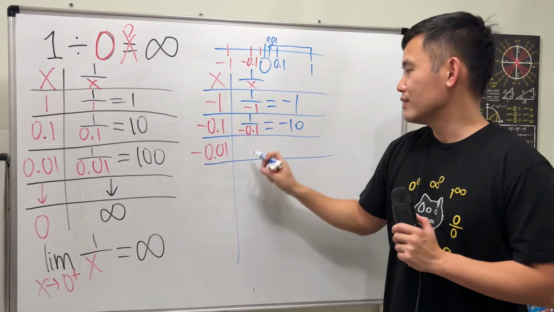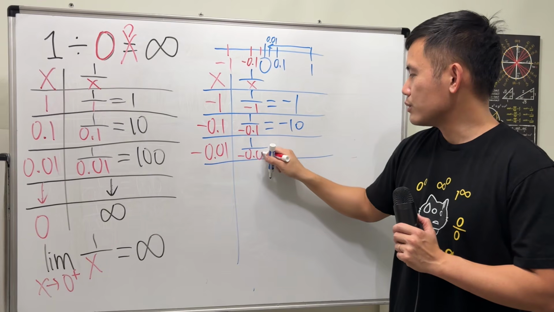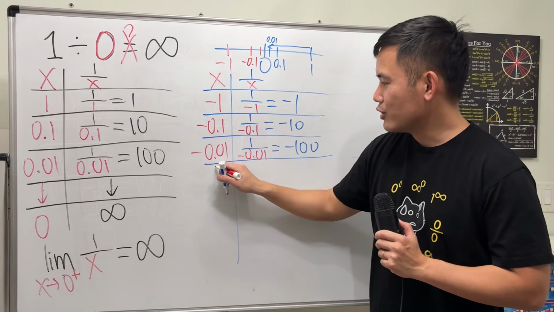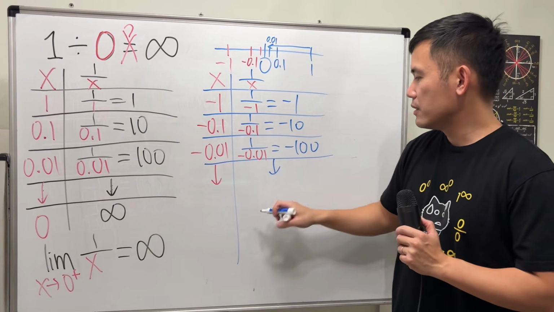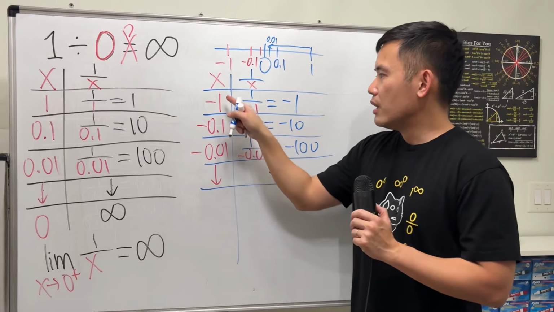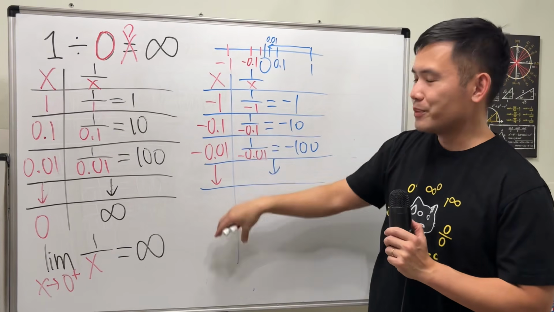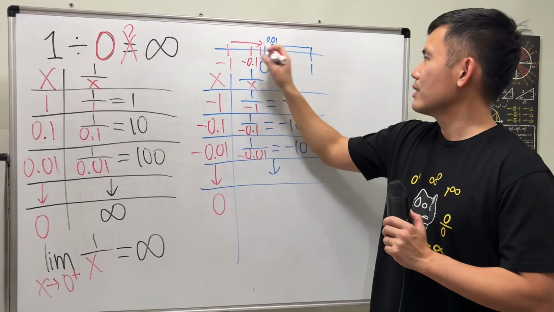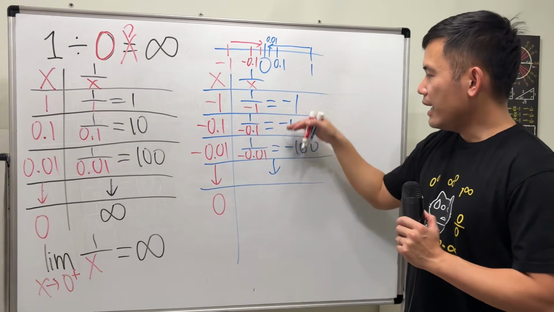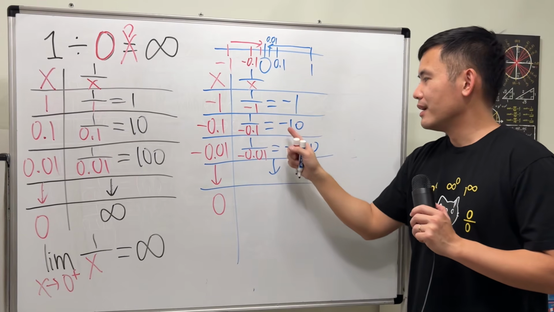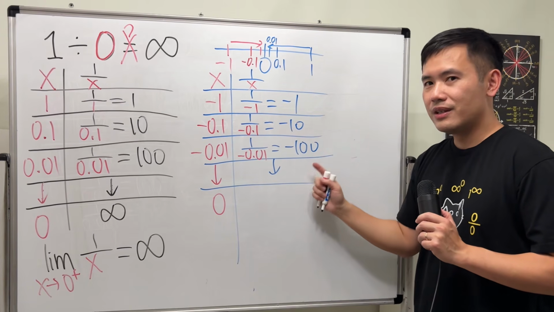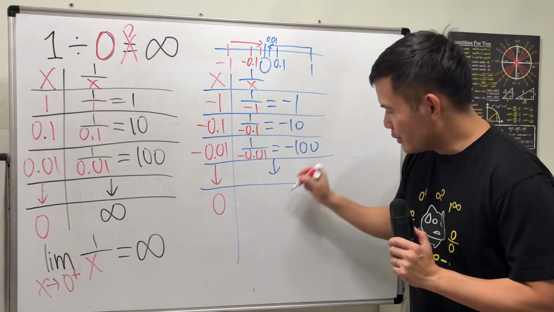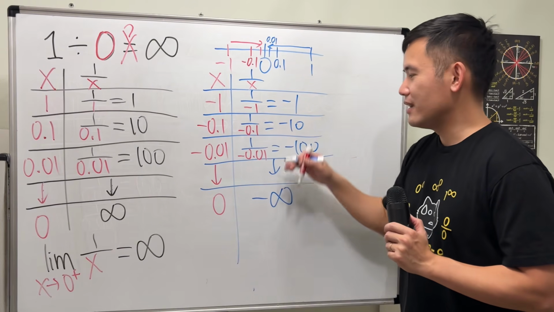0.01, but negative. This is 1 over -0.01, and we will get -100. So as you can see, it's going to be the same story like what we did earlier. This time though, the left-hand side here, for this column here, the goal is we are trying to get to 0, just like what we did over there. And the result here is -1, -10, -100, negative big number, and so on. The result here, we will get -infinity, and that's what this is approaching.